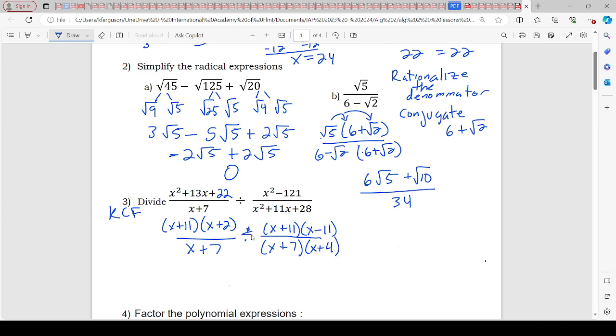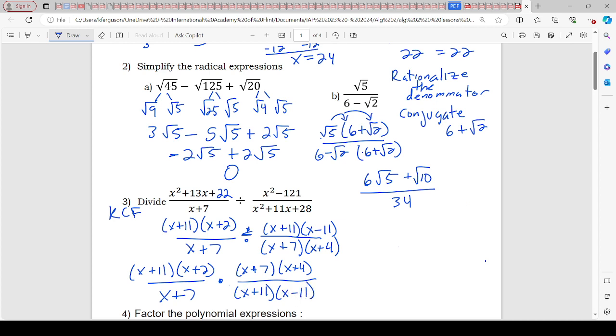Now that I got that all factored up, I can do my keep change flip. So my keep change flip says I take x plus 11 times x plus 2 over x plus 7. That's my keep. That doesn't change. Then my change, my division sign becomes a multiplication sign. And then finally, my flip, I flip these over. So this becomes x plus 7 times x plus 4 on the top and x plus 11 times x minus 11 on the bottom.